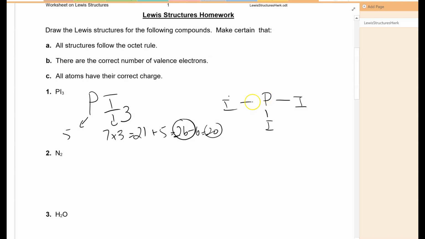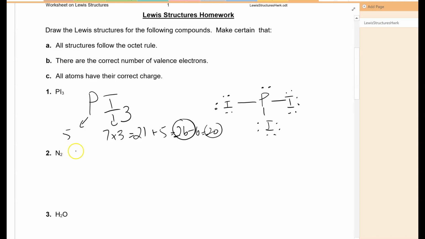I know that phosphorus has 5, it used up 3, so with each bond it uses up 1, so there's 2 left over, that's my lone pair. Each iodine has 6 left over since it used up 1, so there's 6 electrons, 3 lone pairs, that we need to account for. Okay, OneNote is not cooperating with me right now. Here we go. All right, so that's what PI3 looks like.